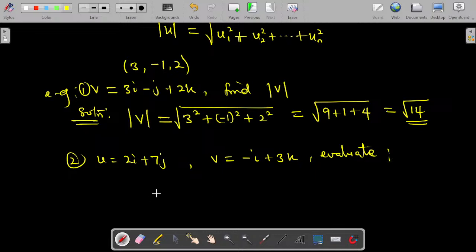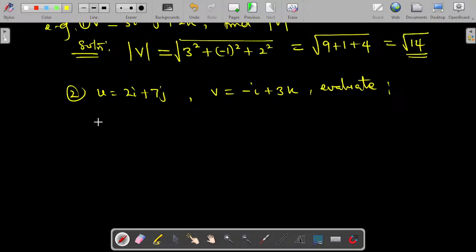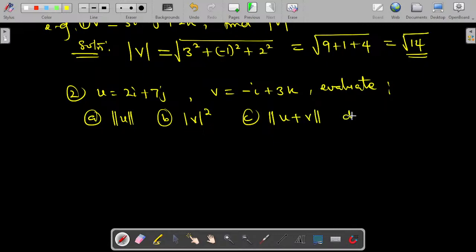And so they ask you to evaluate the following. Maybe they say evaluate A, magnitude of U. B, magnitude of V squared. And then C, magnitude of U plus V. And then D, maybe magnitude of V minus U. Okay, so let's assume that this is what you are given.